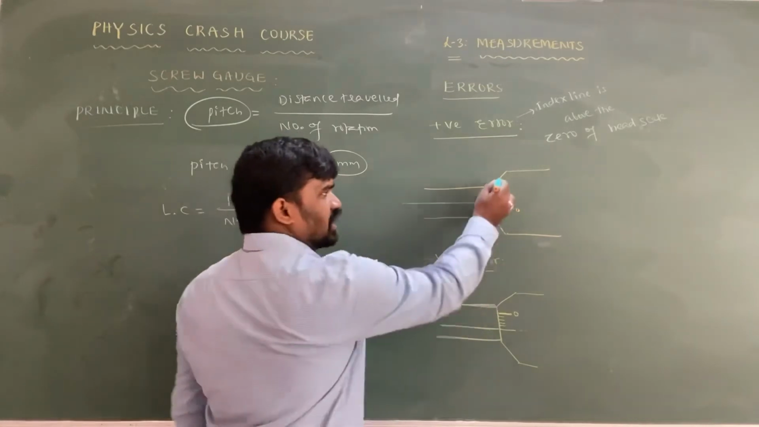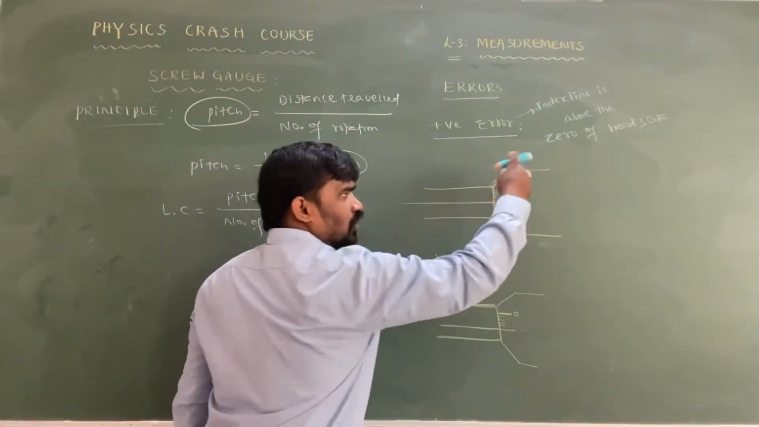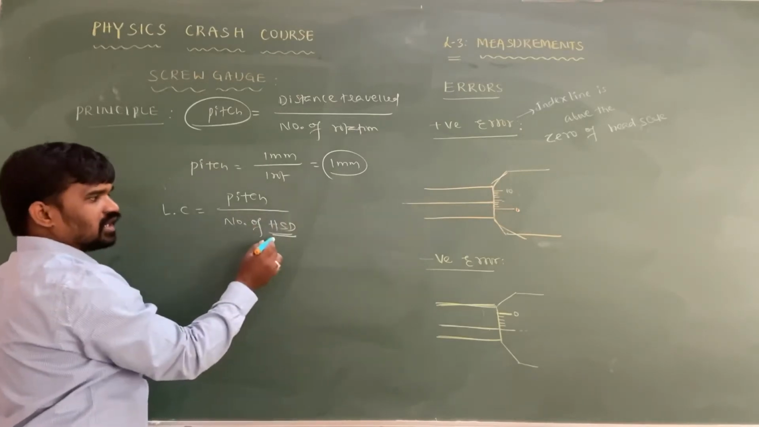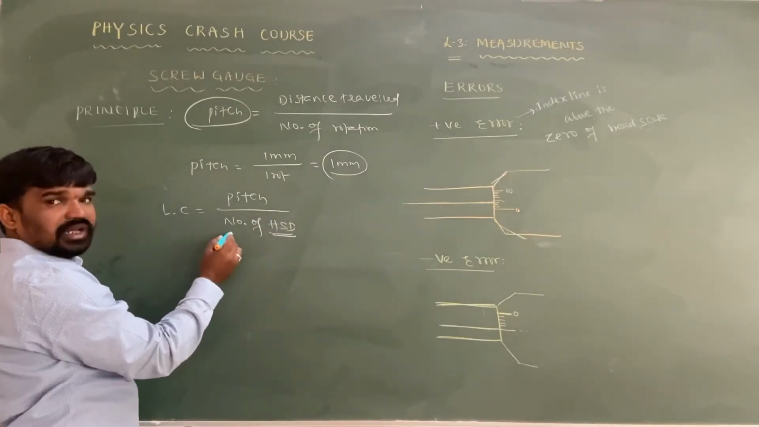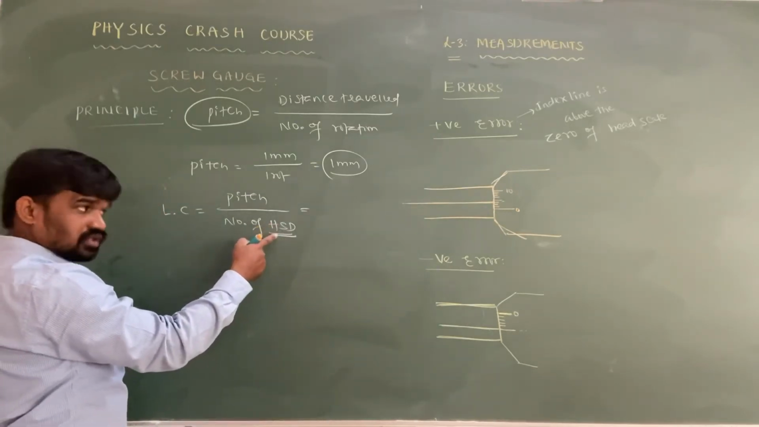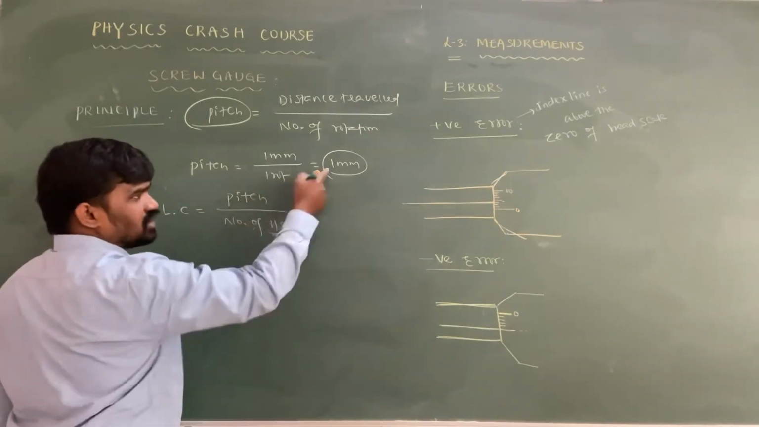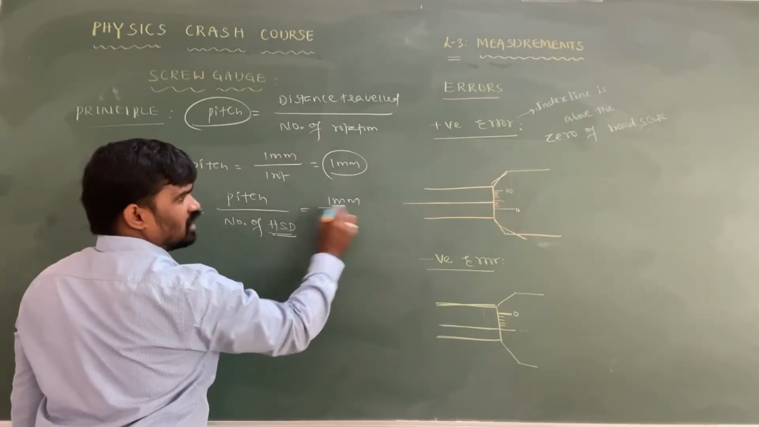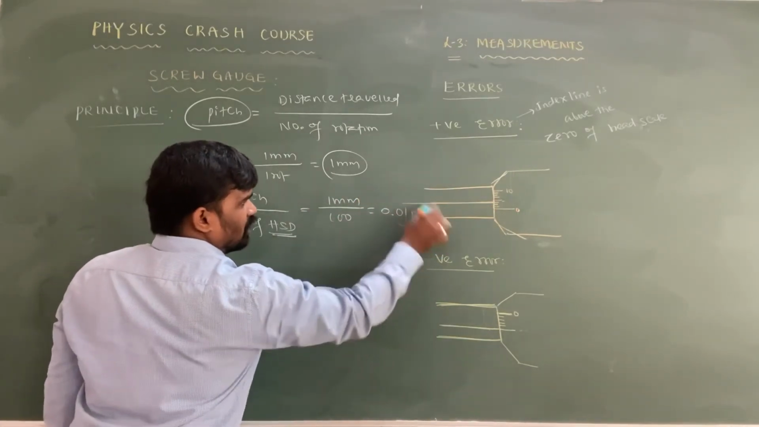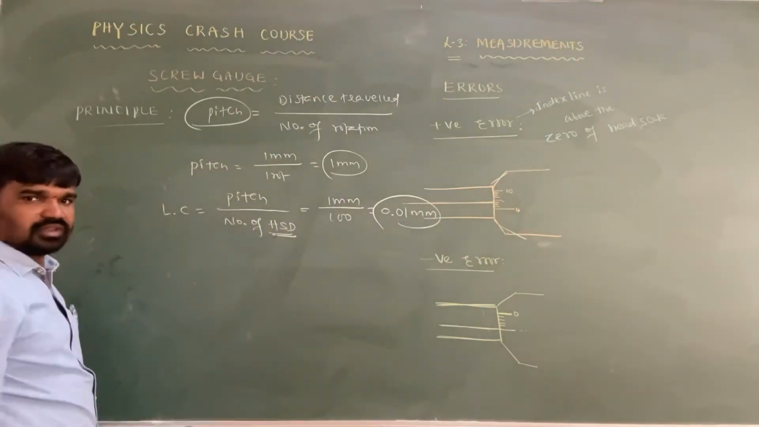There is a screw head, and the number of head scale divisions present on that head scale is taken in determining the least count of the screw gauge. For example, if there were 100 divisions and the pitch is 1 millimeter, then 1 millimeter by 100 becomes 0.01 millimeter. This is the least count of the screw gauge.